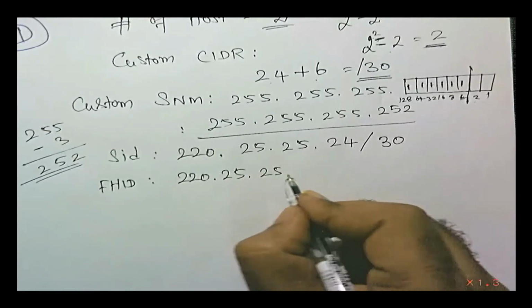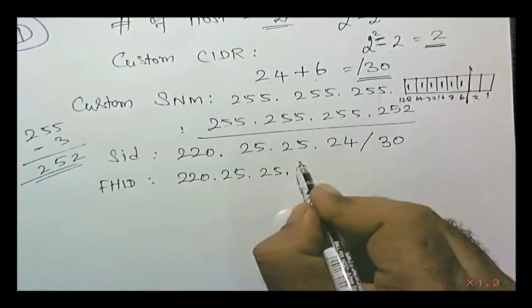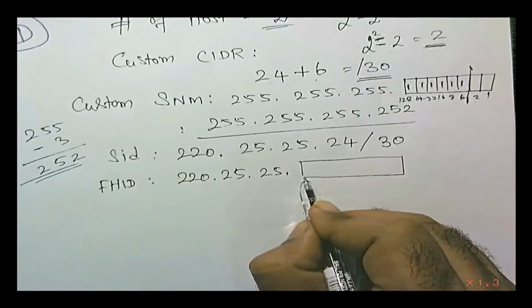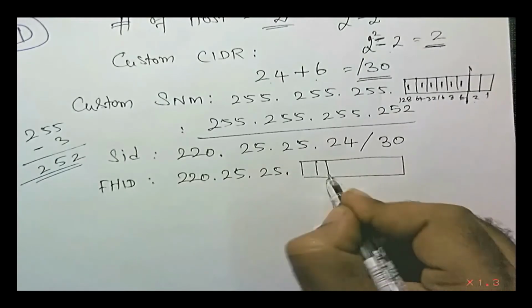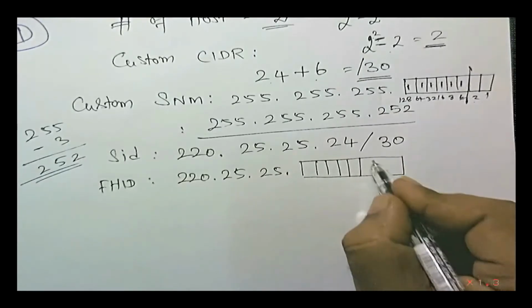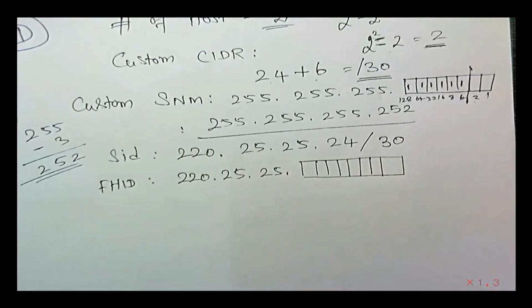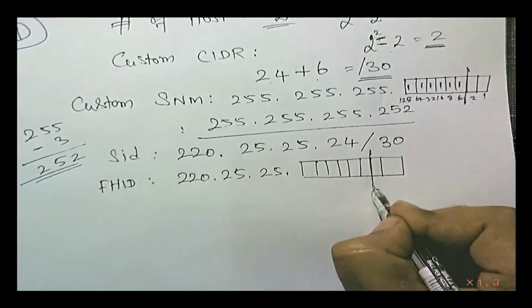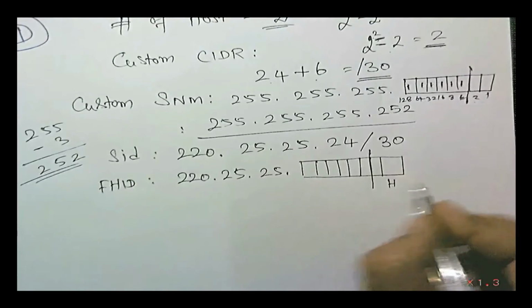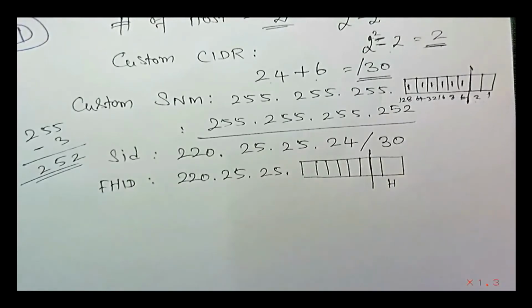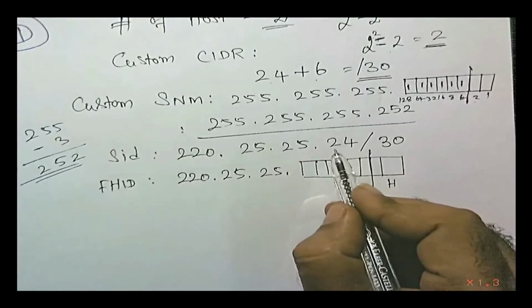220.25.25, okay. So here we have 6 bits in the network. So 1, 2, 3, 4, 5, 6, 7, so the total is 8 bits. So only 2 bits are going to be in the host part. The remaining ones are going to be in the network part. So in this case, we already have a 24 here.